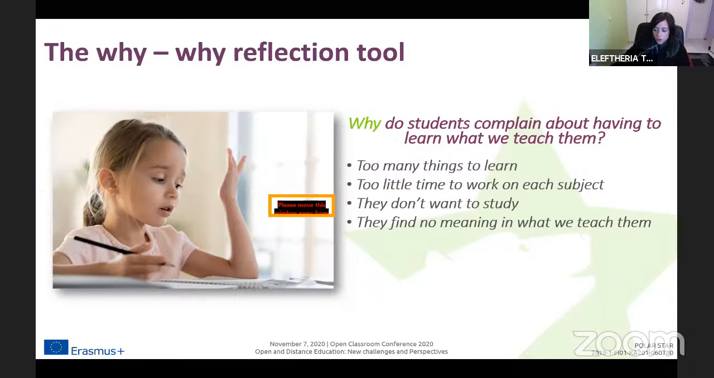So I'm going to focus on the last one. They find no meaning in what we teach them. This is very often the case.